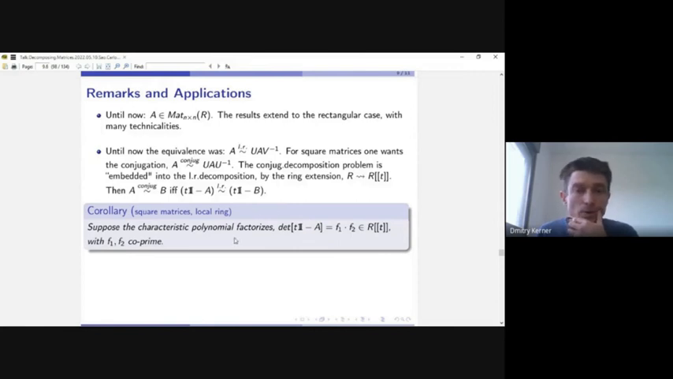Yes, so here is the corollary. Suppose the characteristic polynomial of this matrix factorizes in this ring, and F1, F2 are again coprime. Then A can be block diagonalized by conjugation if and only if this ideal of maximal minors sits inside (F1, F2).